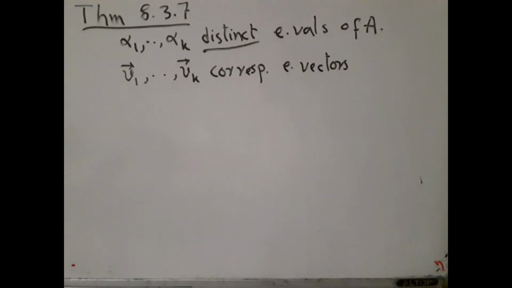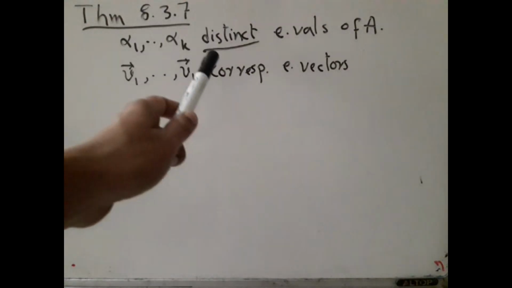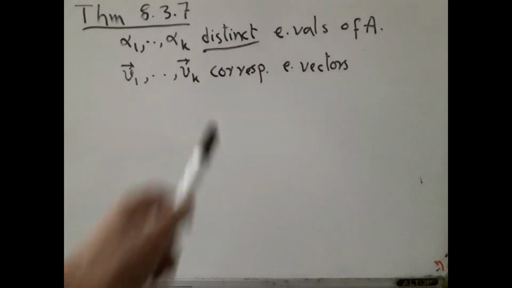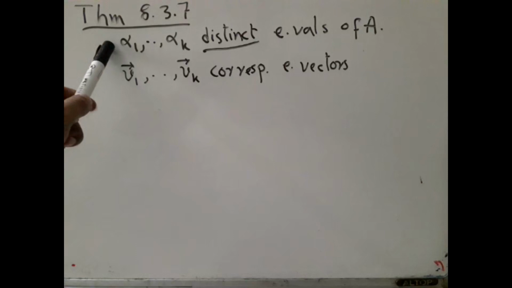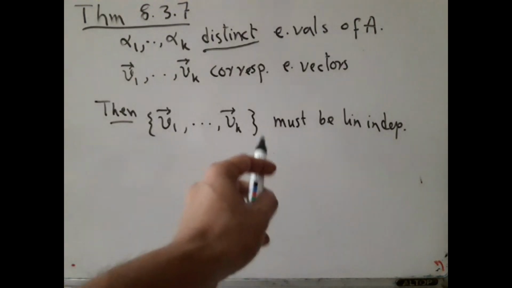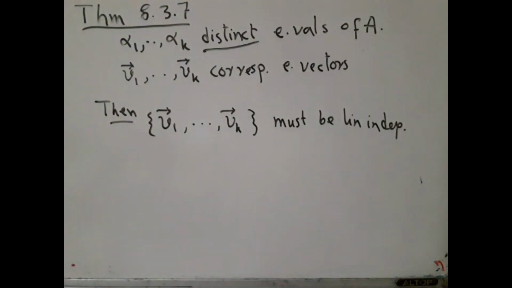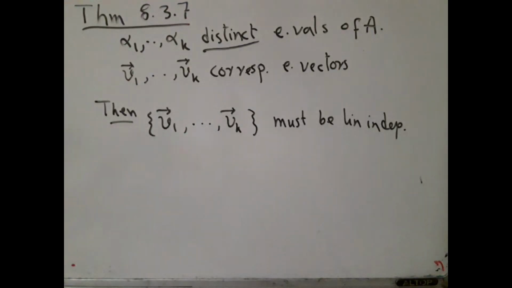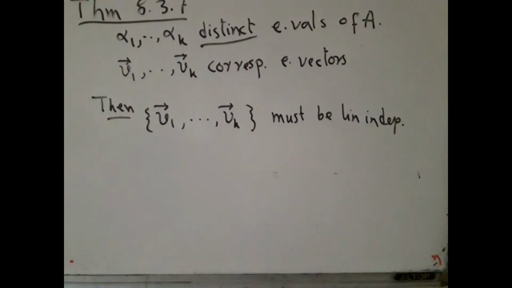Theorem 8.3.7, suppose I have alpha 1 to alpha k distinct eigenvalues of A and I take some corresponding eigenvectors. So this is an eigenvector for this, and this is an eigenvector for this. In that case, this set must be linearly independent. So if you take different eigenvectors in different eigenspaces, they must be linearly independent. The proof will be done by induction. Induction on K.